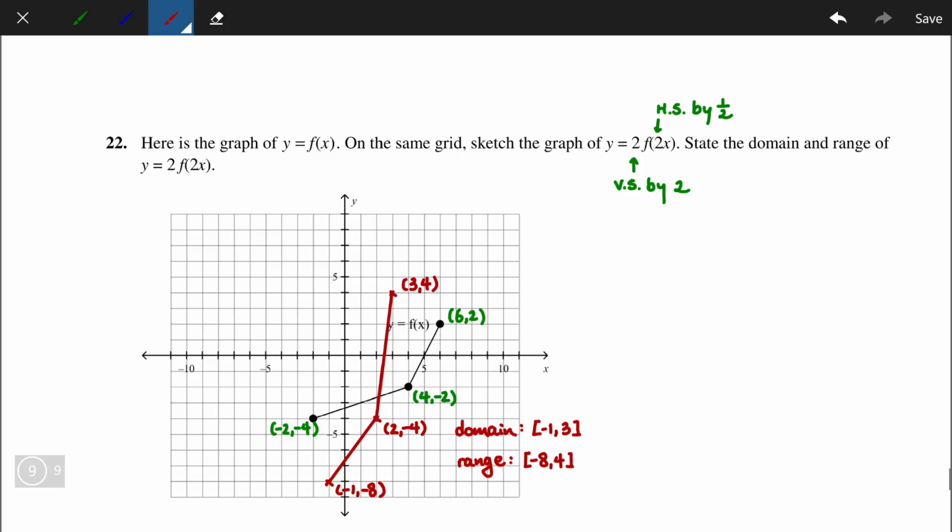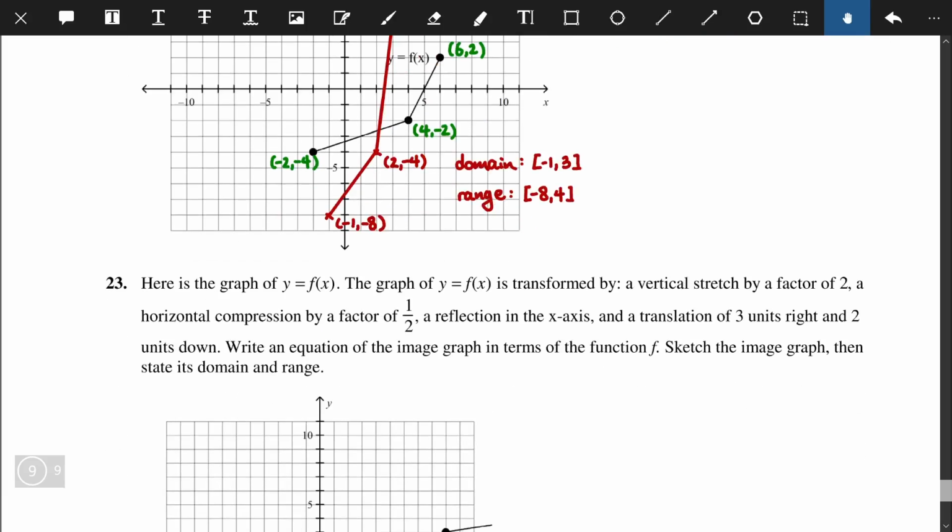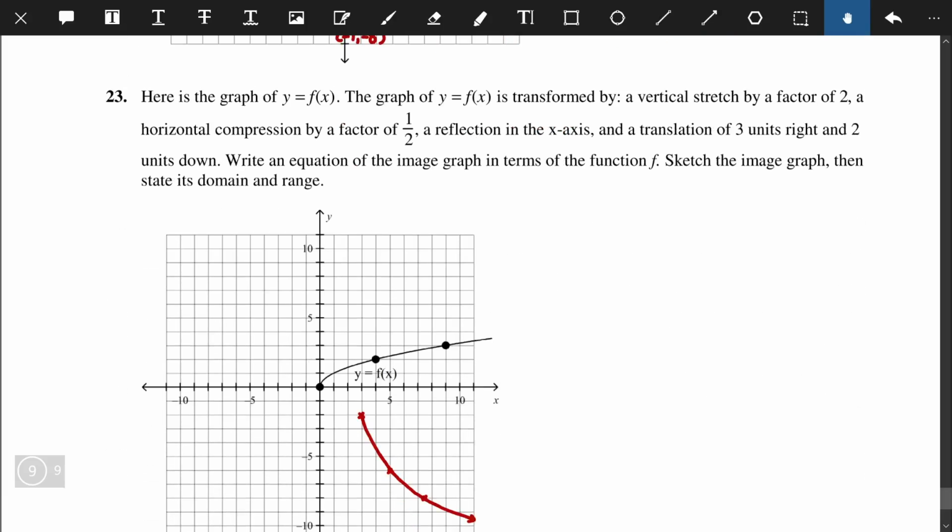Okay, so one more question, number 23. We're given the graph of y equals f of x, and then we have a bunch of transformations, and then it asks to write the equation of the image graph and then sketch the graph and then state the domain and range. All right, quite a lot to do.